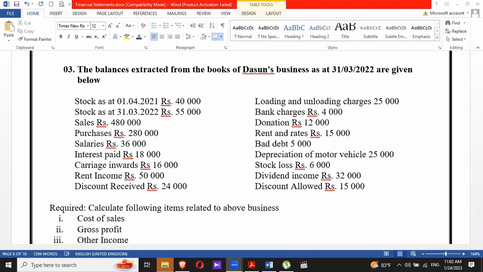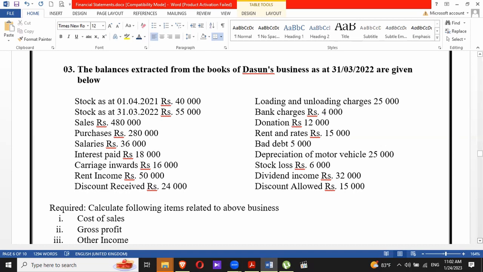Right. Let's do the third question. Up to now, we have already calculated gross profit, and now we are going to calculate the net profit, right? Now we know the concept of gross profit and net profit, but we have already finished the calculations related to gross profit. Gross profit means sales minus cost of sales, right?